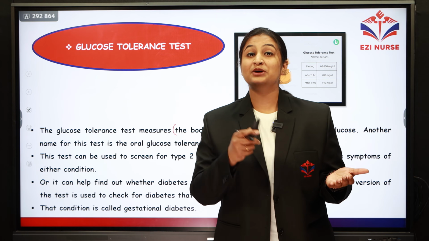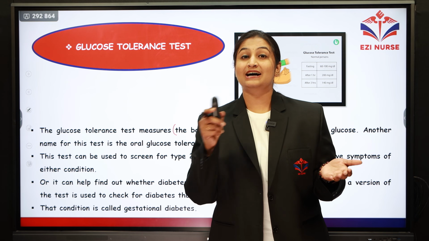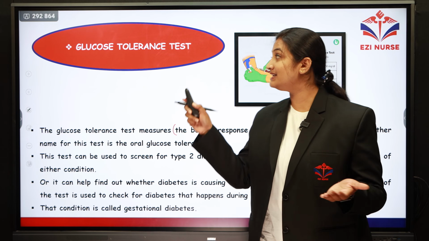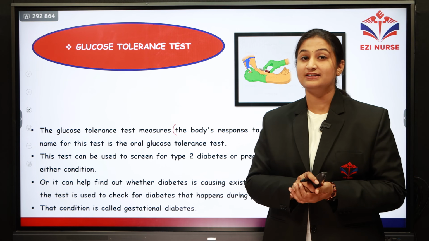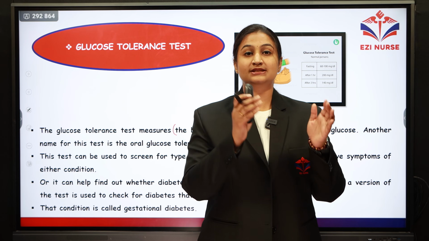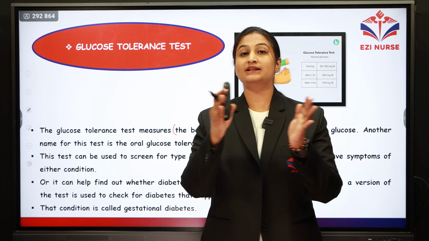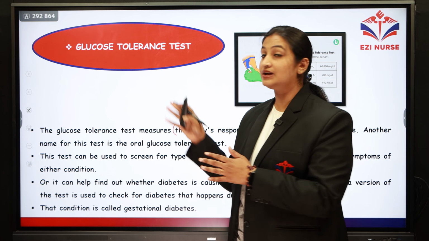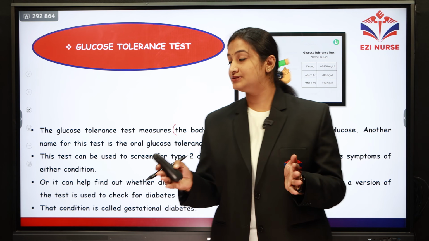In the last slide, we discussed the urea cycle, which has another name. The glucose tolerance test also has another name. So don't get confused. Write about the urea cycle on one page and about the glucose tolerance test on a different page, so that you're not getting confused about it.